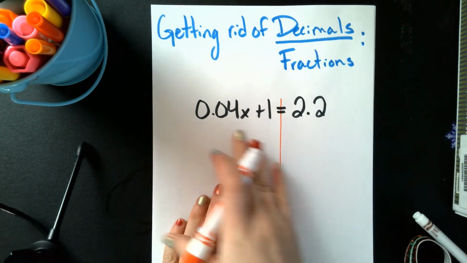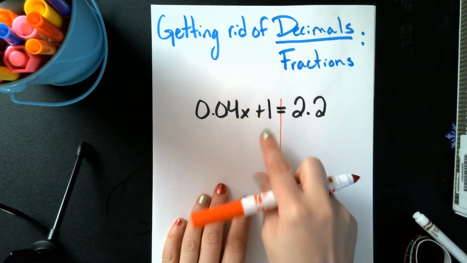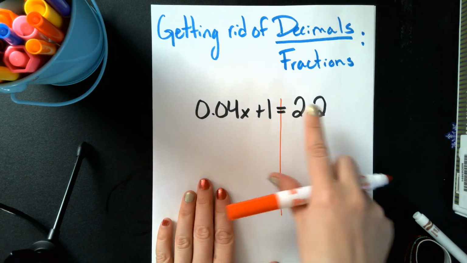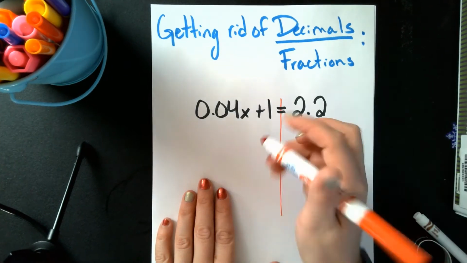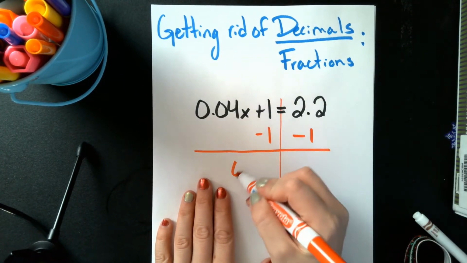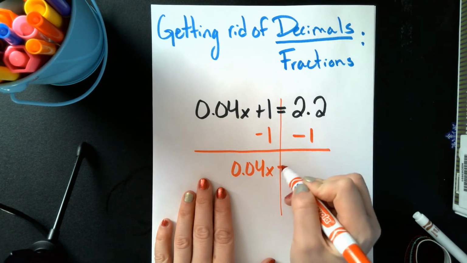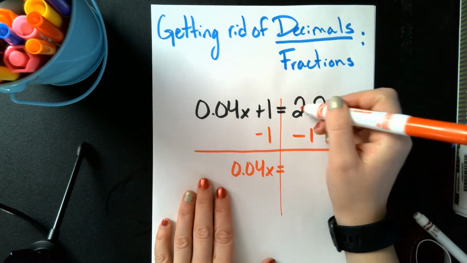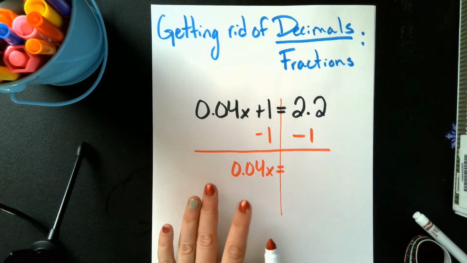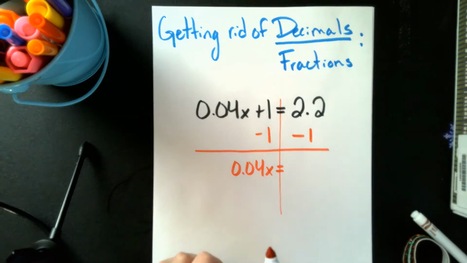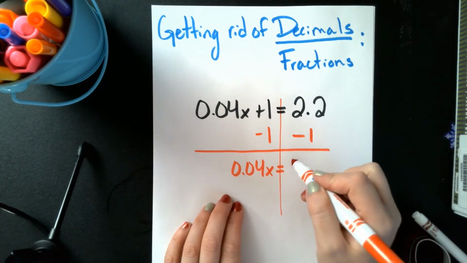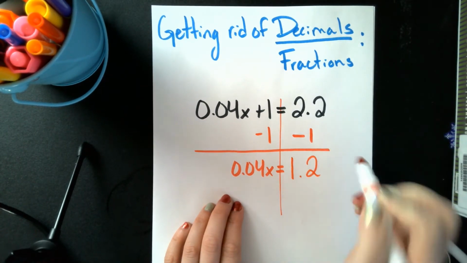So, first things first, I need to get my x's alone, so I'm going to move my 1. Remember what I always tell you guys, move the smaller of the two. So I don't want to move 2.2 because it's bigger than 1, so I'm going to move 1. Subtract 1 from both sides, and it was 0.04x equals, so I'm going to do 2.2 subtract 1. So this is kind of like I have 2 cups, 0.2, so like a fifth. So I have like 2 cups and the fifth cup. And then I'm going to subtract a cup, which leaves me with just 1.2 cups.